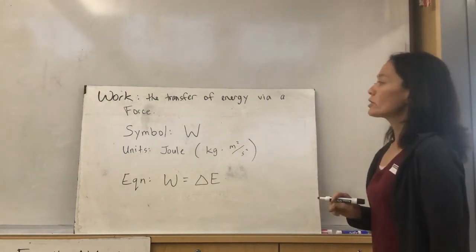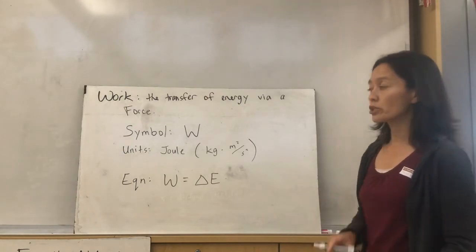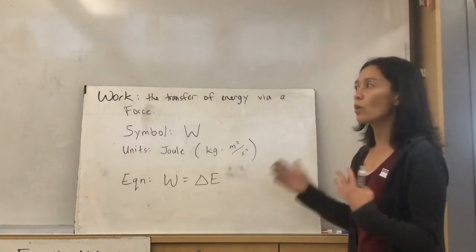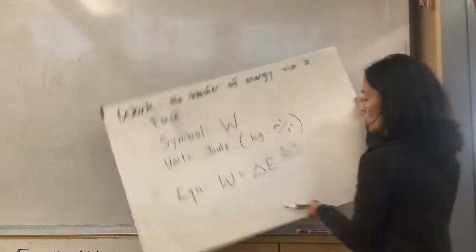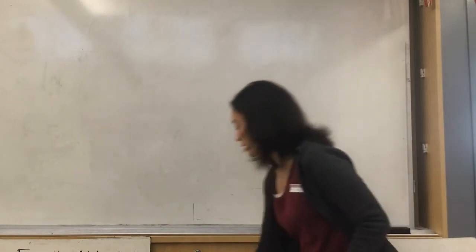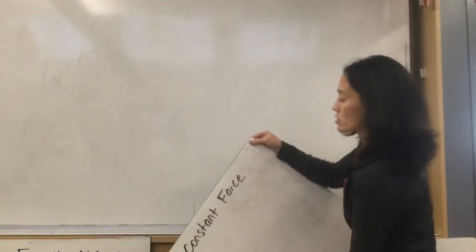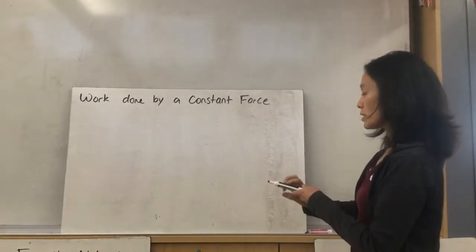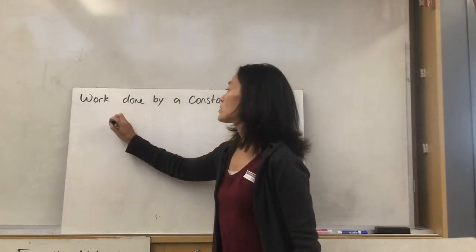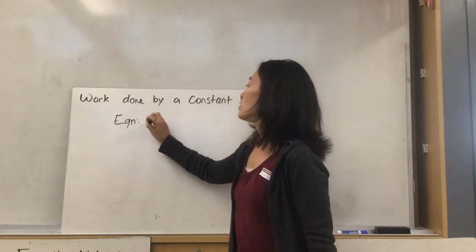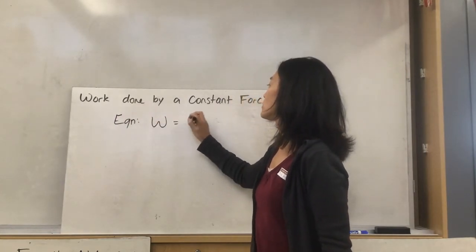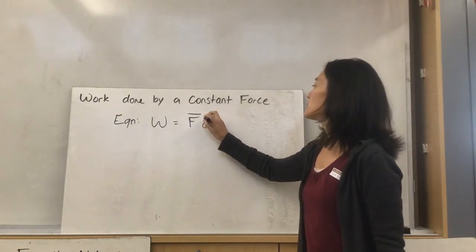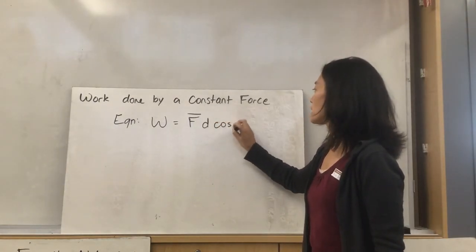We can also look at work through the lens of the force that's actually doing the work, not just the energy that got changed, but what was causing the change. And so that would be thinking about the work done by a constant force. So when we think about work done by a constant force, we can also have a mathematical model where work is equal to the average force times d times cosine of theta.